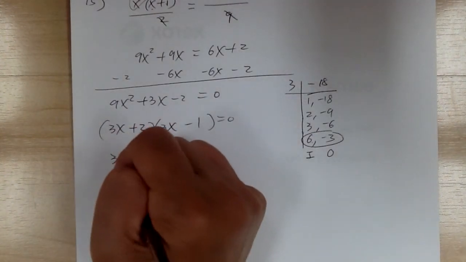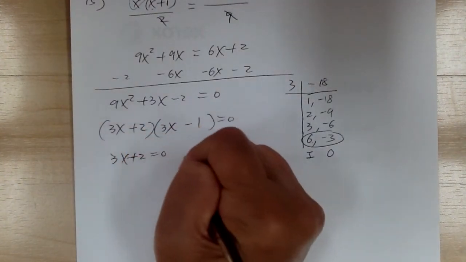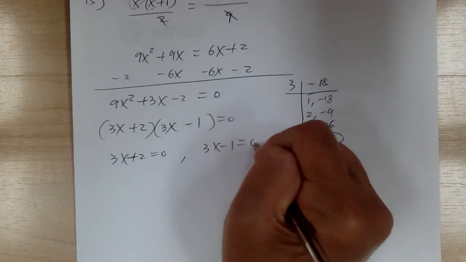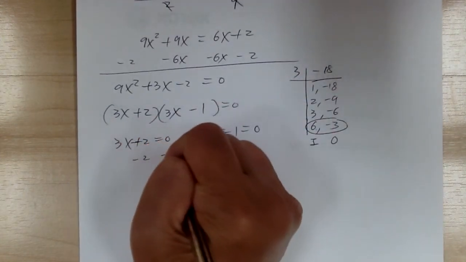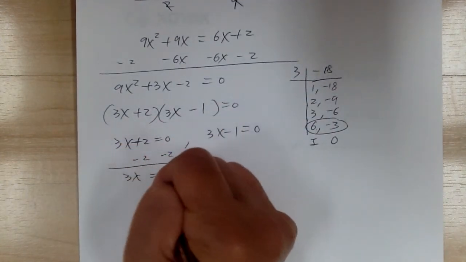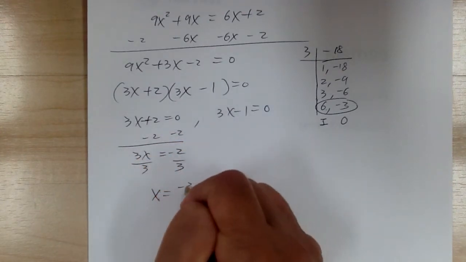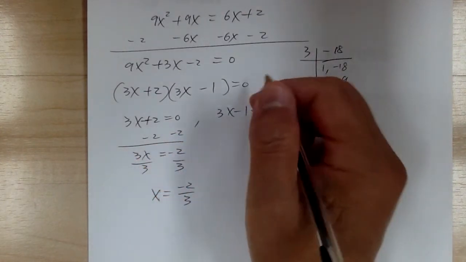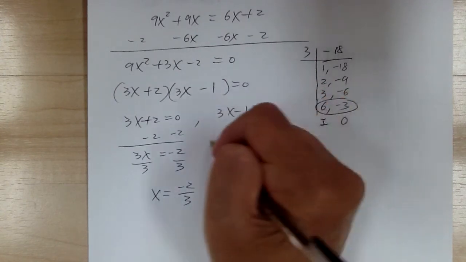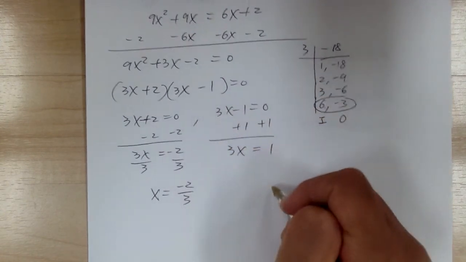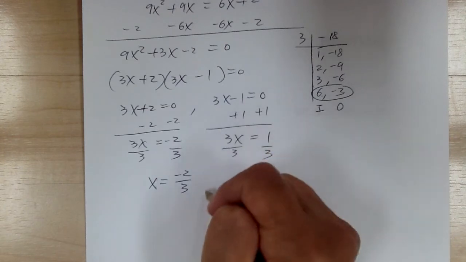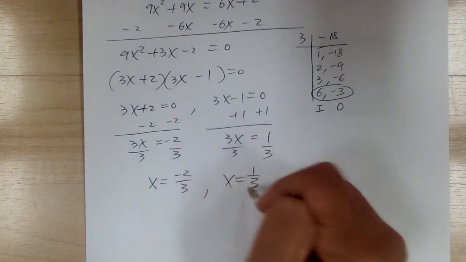So you get 3x plus 2 equal to 0, and 3x minus 1 equal to 0. So minus 2 on each side, you got 3x equal to negative 2. Divide by 3, divide by 3, so x equal to negative 2 over 3. On this side, you get plus 1 on each side. You get 3x equal to 1. Divide by 3, divide by 3. You get x equal to 1 over 3.